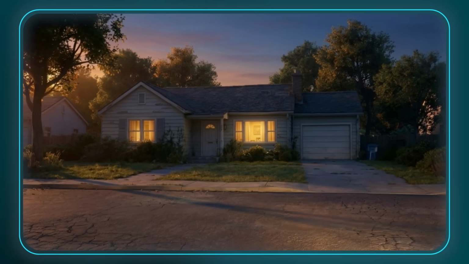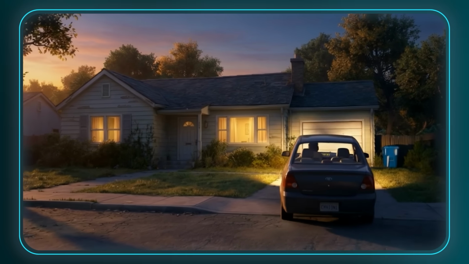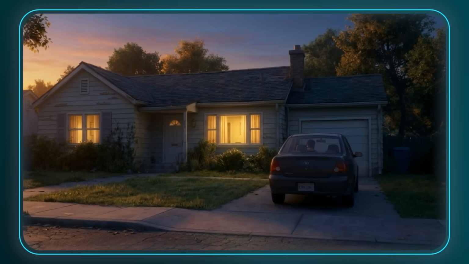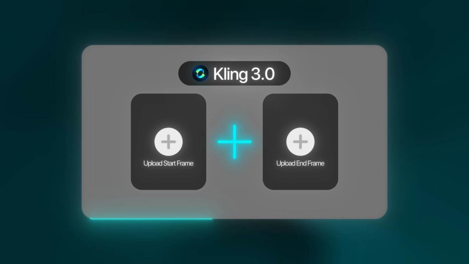Take a look at this first scene. This scene was made using Kling 3.0's start and end frame feature, which lets you create smooth cinematic movement between 2 moments. Here's how I set it up.